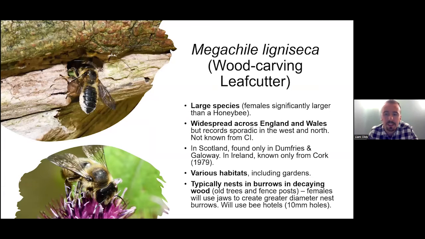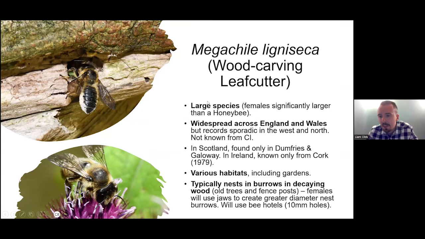Another species to come on to is Megachile ligniseca, which is the Wood-carving leafcutter bee. So this is a large species now, so it's significantly bigger than the Silvery leafcutter bee we just looked at, bigger than the patchwork one we've looked at as well. So these females are quite a bit bigger than a honeybee. A honeybee is quite a big bee really, in comparison to a lot of solitary bees.